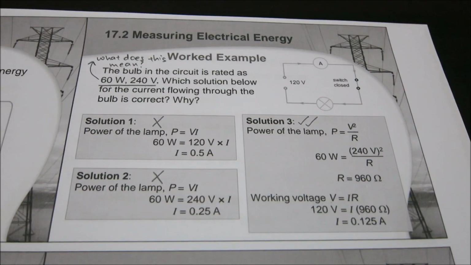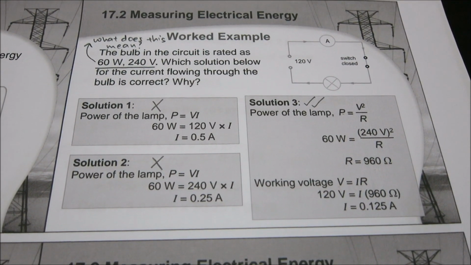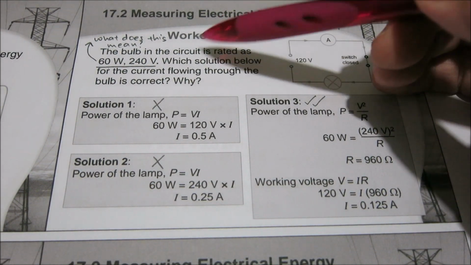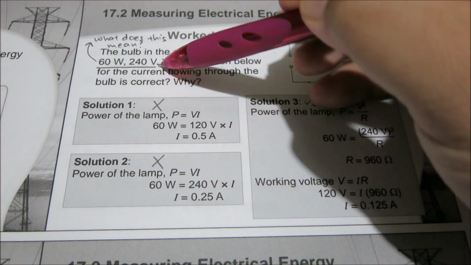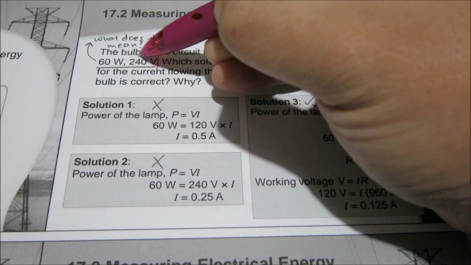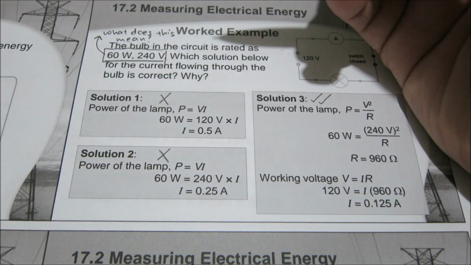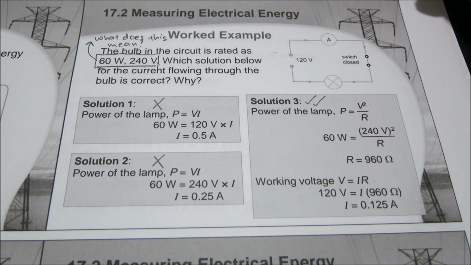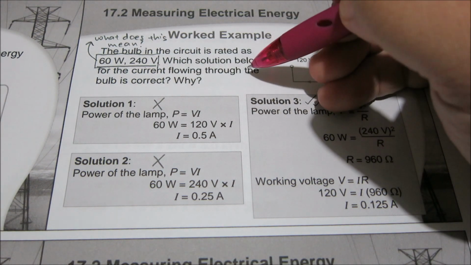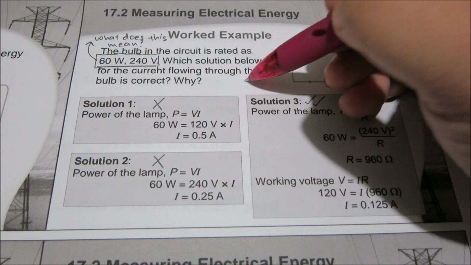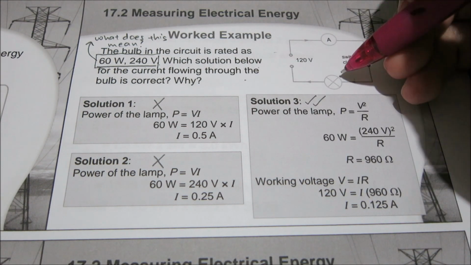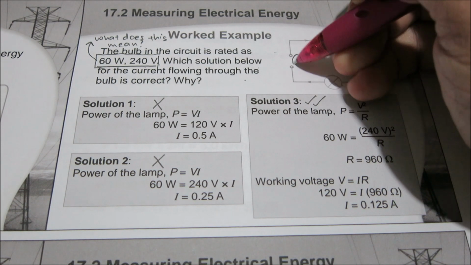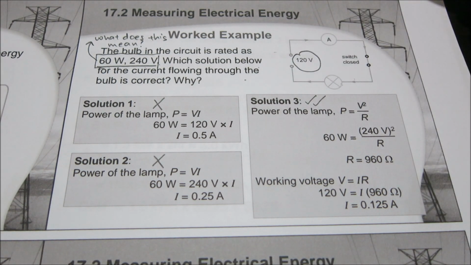Now, things get a little bit complicated, so let's look through this worked example. A bulb in the circuit is rated as 60 watt, 240 volts. Sometimes you see electrical appliances having this on the label or sticker somewhere, saying 60 watts, 240 volts. Now, which solution is correct for calculating the current flowing through the bulb when this bulb is connected to a 120 volt supply?